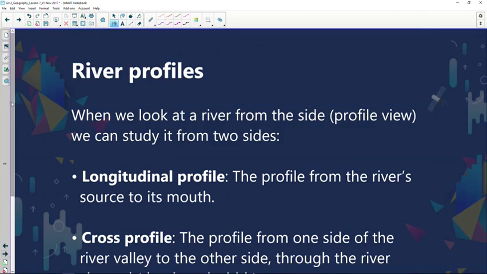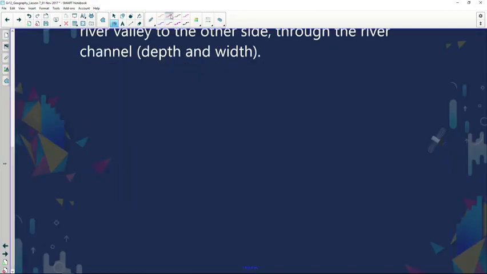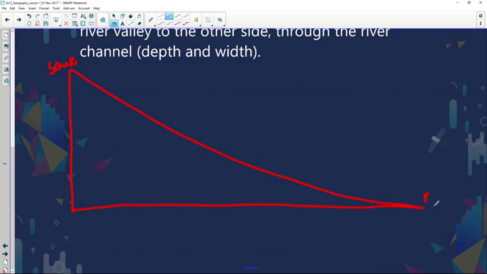Now, we basically look at the river during its different stages. But a river from the side, as I've drawn earlier for you, is known as a river profile. Now, a longitudinal profile is this diagram that I've drawn earlier on the previous slides, from the source to the mouth. Now, we've discussed we can divide it up into 3 sections: the upper, middle, and lower.